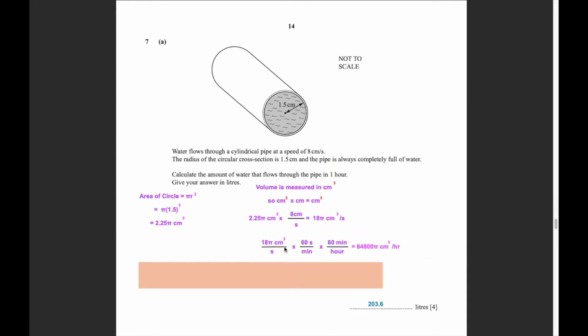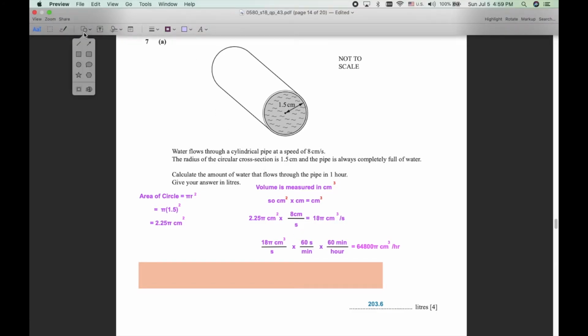So we have 18 pi centimeters cubed per second. However, we don't want it per second. We want to know in an hour. So what we can do is this method right here. We're going to multiply by 60 seconds per minute. We know there's 60 seconds in a minute. You can always switch it around. You can say in a minute there's 60 seconds, so the 60 seconds could be at the bottom. But in this case, we want it in the top.